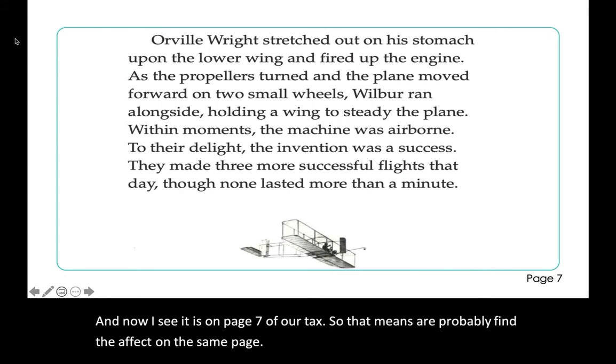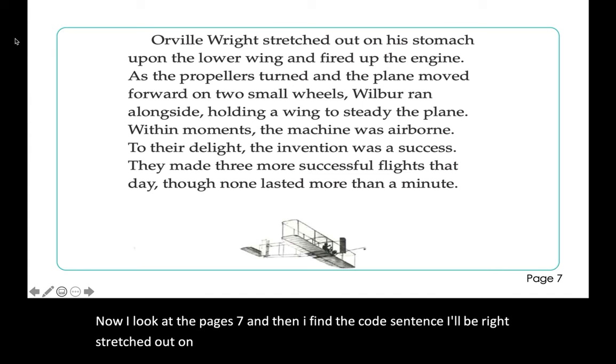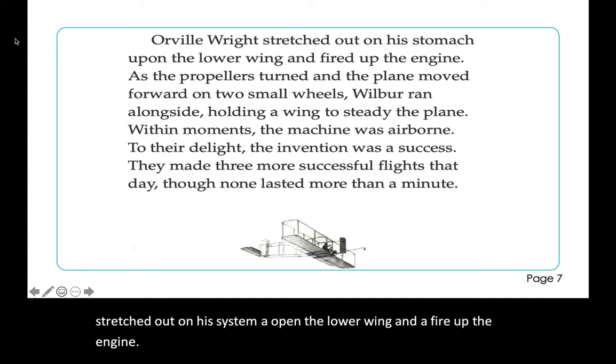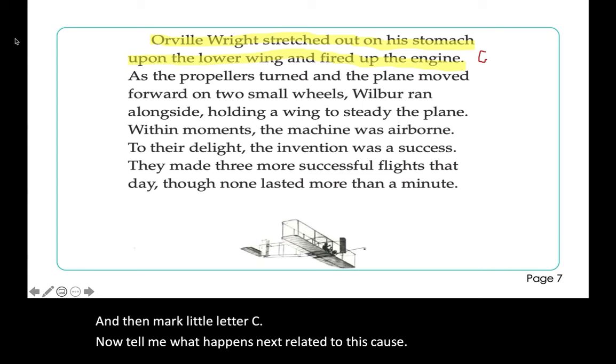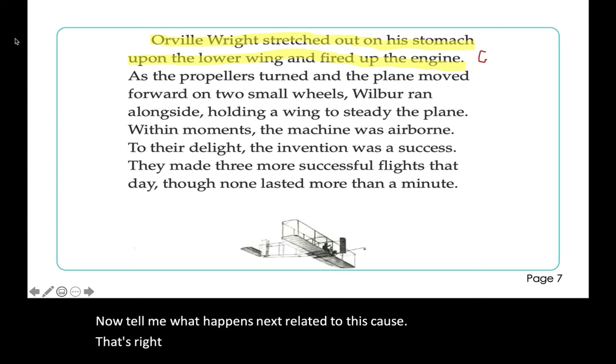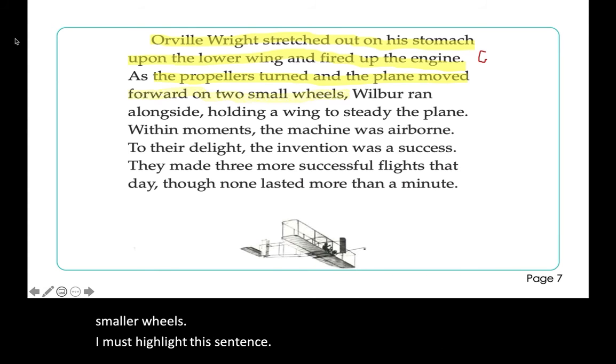Now, I look at page 7, and then I find the cause sentence. Orville Wright stretched out on his stomach, opened the lower wing, and then fired up the engine. So I'm going to highlight the sentence and then mark it with the letter C. Now tell me, what happens next related to this cause? That's right. The propellers turned and the plane moved forward on 2 small wheels. So I must highlight this sentence and mark it with the letter E.